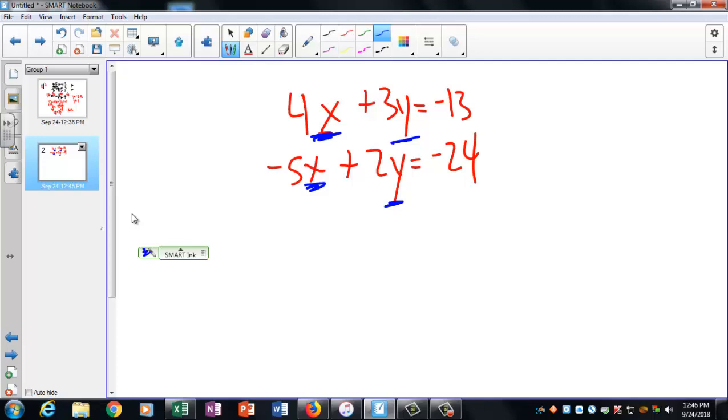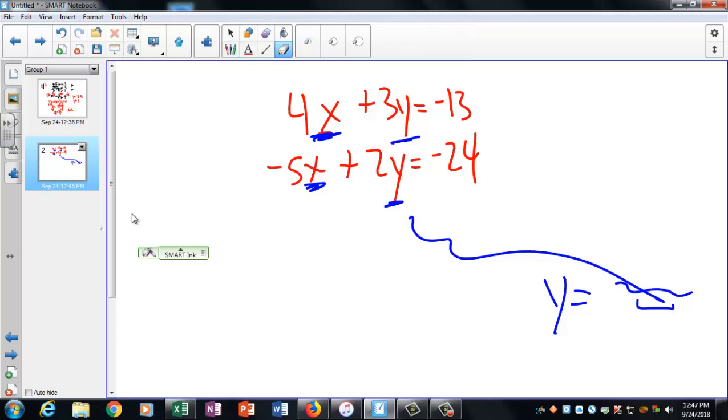Does that make sense? And now you're going to have Y equals some fractions, and then you're going to have to substitute that. It's going to be ugly. So we use an alternative method, and that method is elimination. Now, here's the way elimination works.